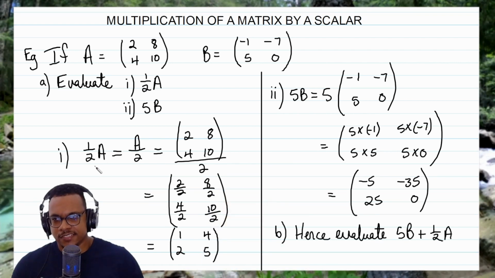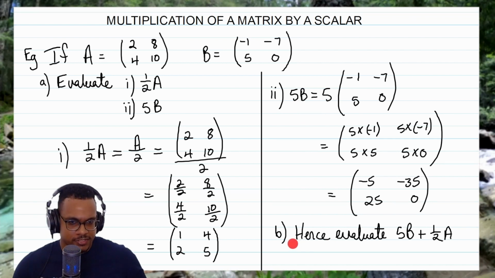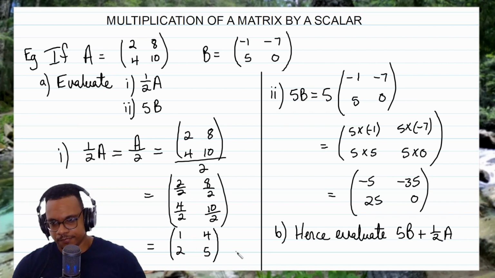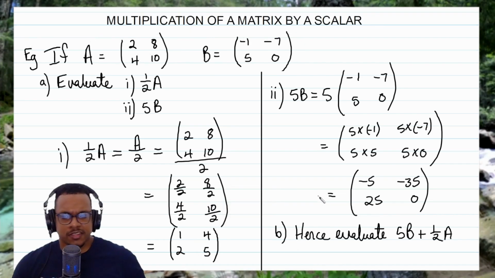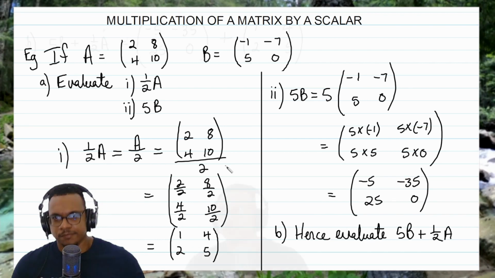So now that I have the answers for half A and 5 times B, I want to work part B of this question, which is hence evaluate 5 times B plus a half A. So I'll be taking the answer for 5 times B, which is this, and adding it to a half A, which is this. So here I have my answer for 5 times B, and here I have my answer for a half A, which we worked out on this page.